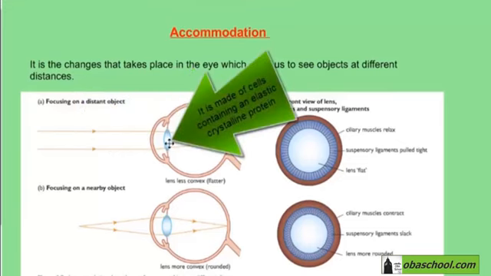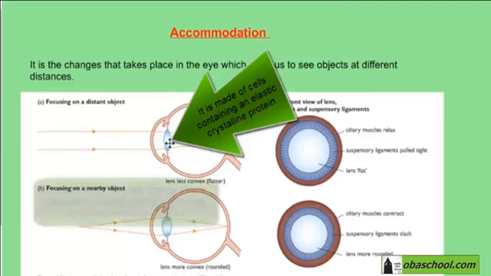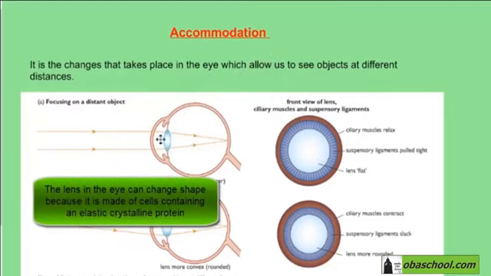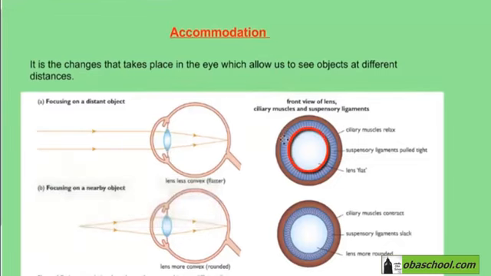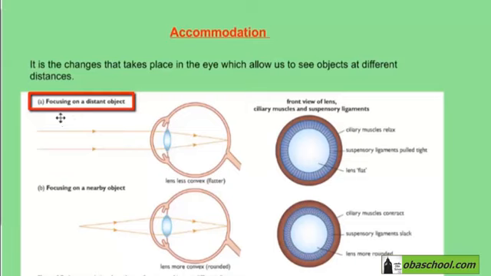The lens is located between the cornea and the retina. The lens is made of crystalline protein-containing cells. These cells contain crystalline proteins that are elastic, which allows the lens to change its shape depending on objects and where they are found. The lens is connected to suspensory ligaments, which are connected to ciliary muscles. Ciliary muscles contract and relax in order to change the shape of the lens.